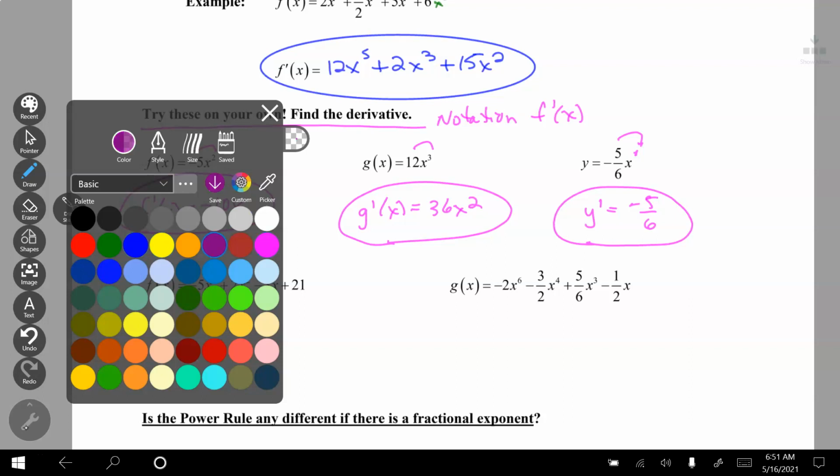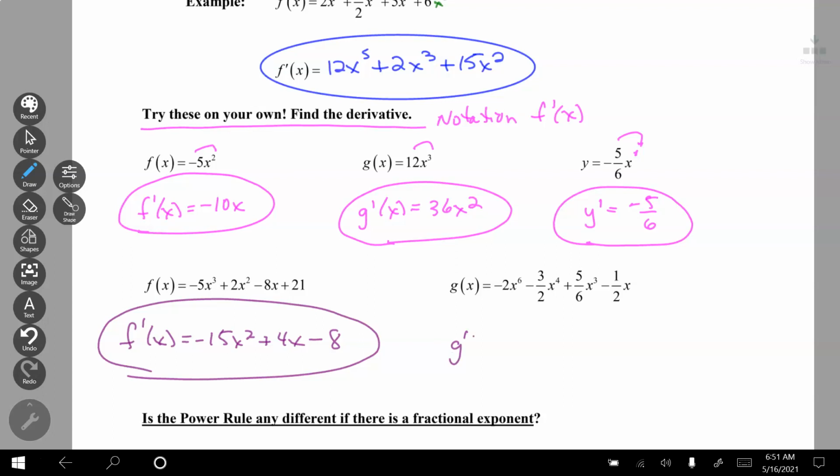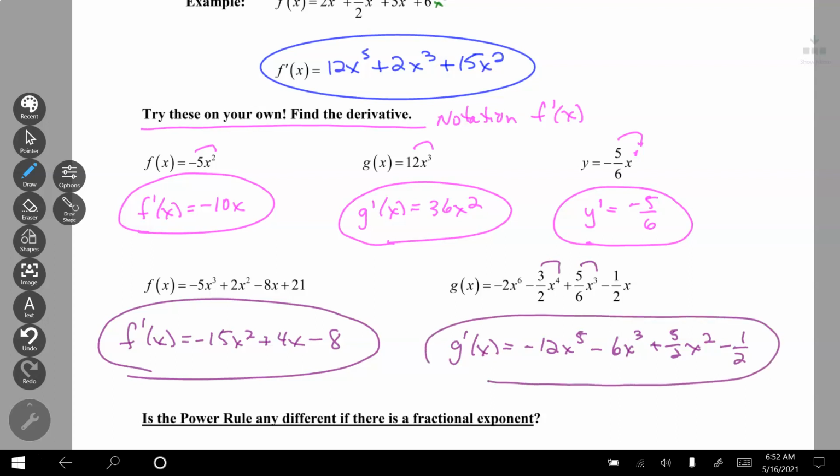These other examples, see, I have polynomials. I have to do one term at a time. F prime of x is equal to negative 15x squared plus 4x minus 8. And this g prime of x is going to be negative 12x to the 5th. Let's see. Multiply this, I get 12 over 2, or 6x to the 3rd. Do this, I get 15 over 6 plus 5 over 2 x squared minus a half. And that is the derivative of that function.